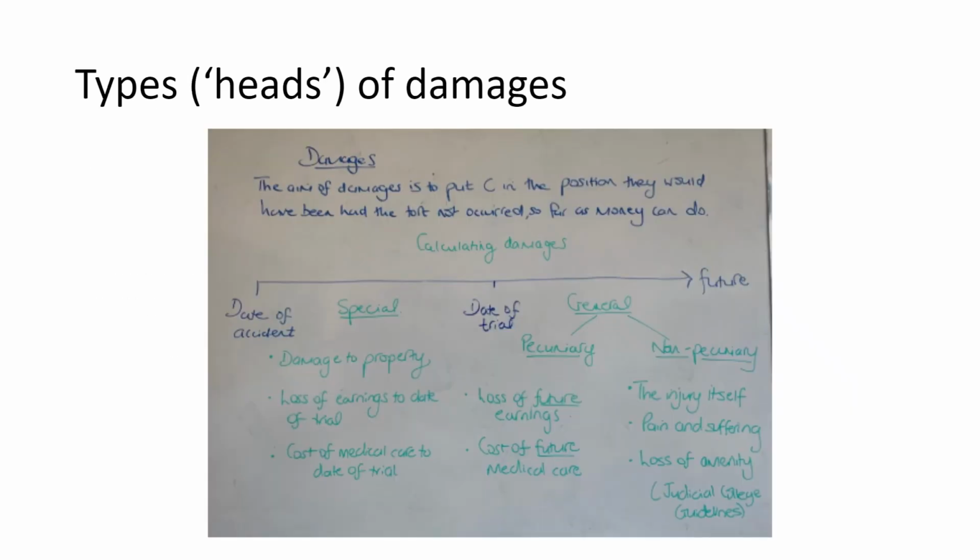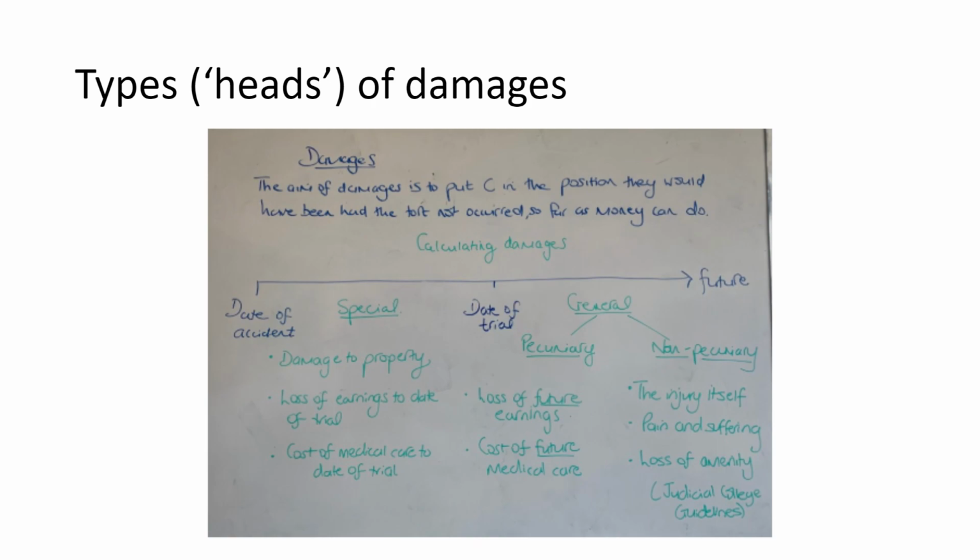This is a picture of the board that I wrote out for damages, and it shows you there the aim of damages, and then it shows you how to calculate damages. So special damages are able to be calculated specifically. That's how I try and remember it. And they go from the date of the accident to the date of the trial. And then after the date of the trial, we are being a bit more speculative, and we're trying to estimate into the future what the damages are going to be. And these are called general damages. Some of them are easier to calculate, and they are pecuniary or monetary loss, and some of them are non-pecuniary.